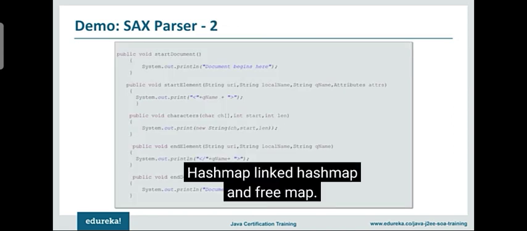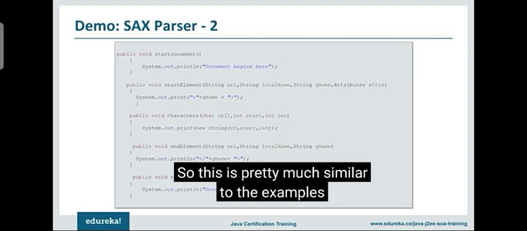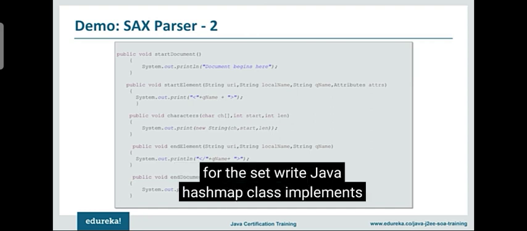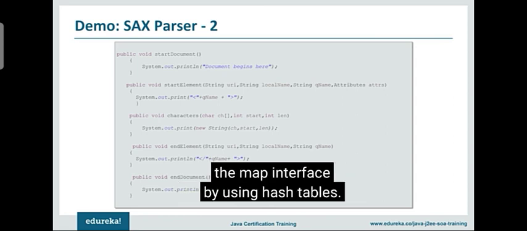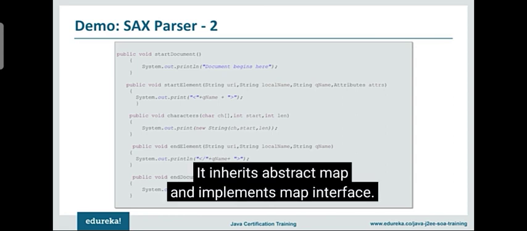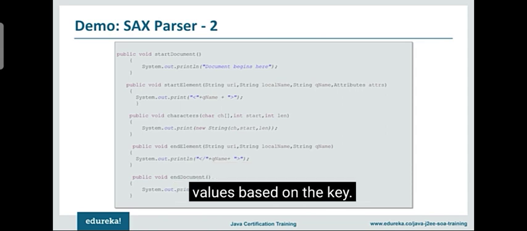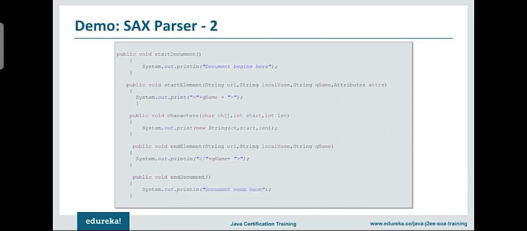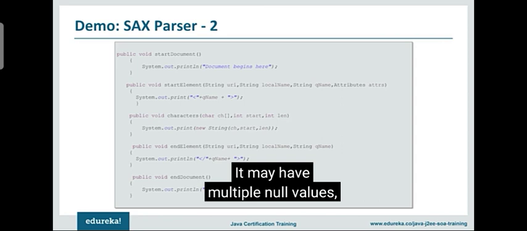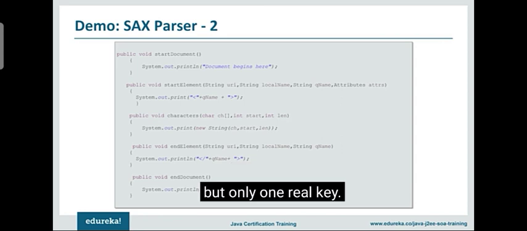Hash map, linked hash map, and tree map. This is pretty much similar to the examples that we saw for the set, right? Java hash map class implements the map interface by using hash tables. It inherits abstract map and implements map interface. It contains only unique elements. Hash map contains values based on the key. It may have multiple null values, but only one null key.